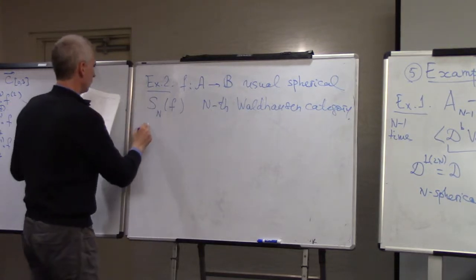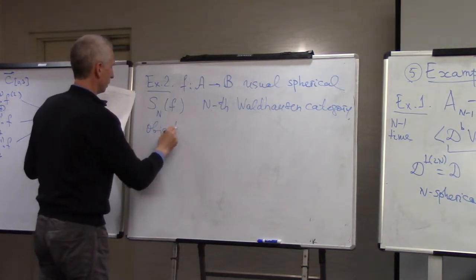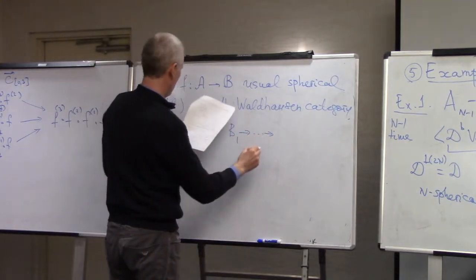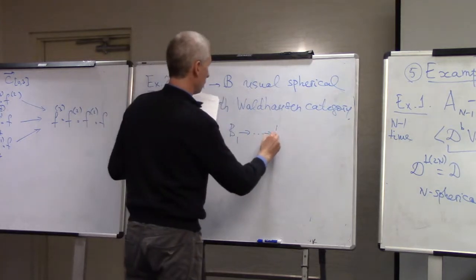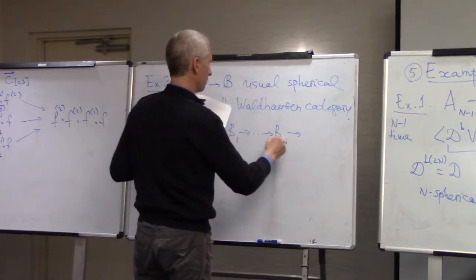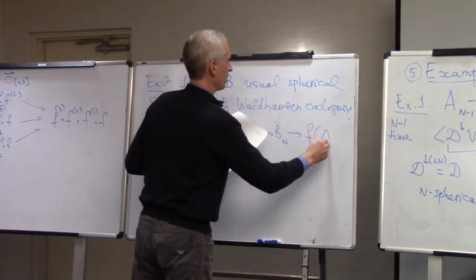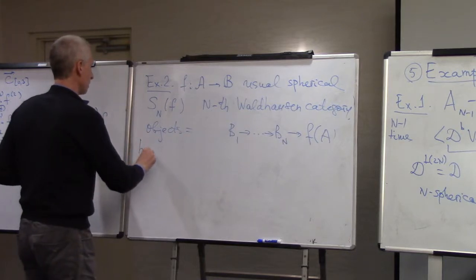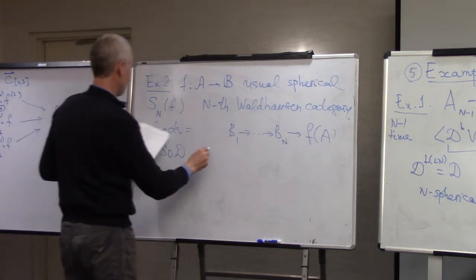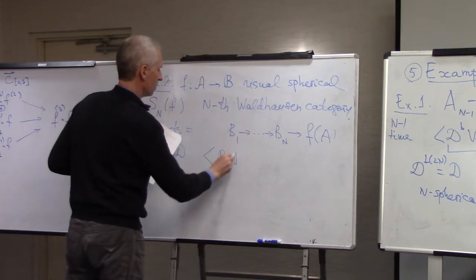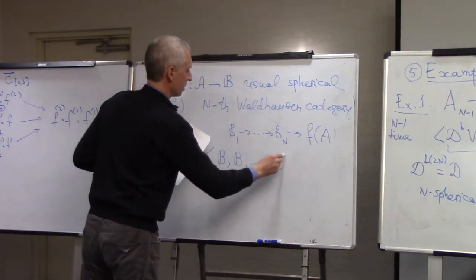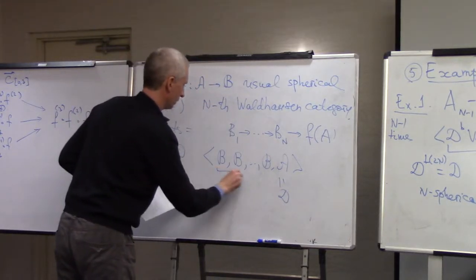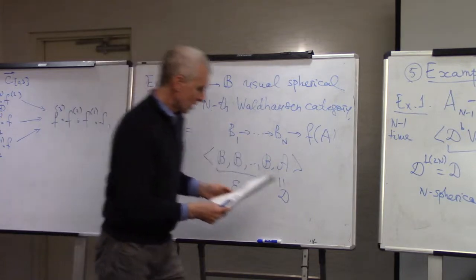Its objects are data like this: first of all, n objects of B, and then a morphism from the last one to f of A. So n objects of B and a diagram like this. It has a semi-orthogonal decomposition like this: B, B, B, B, A. Let me call this D, and let me call this E.